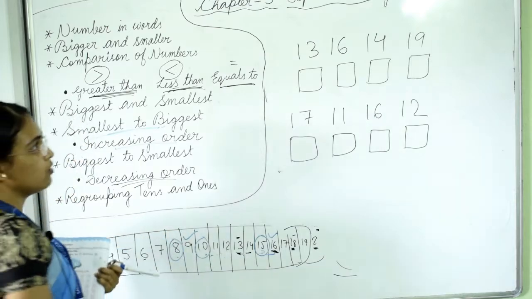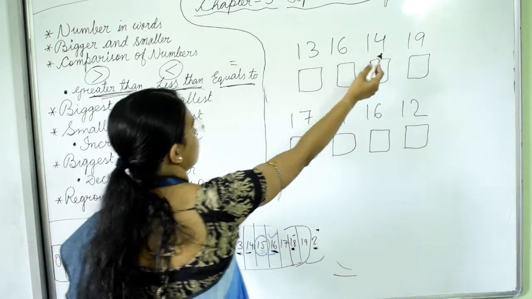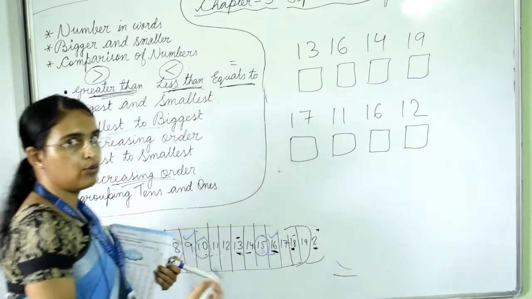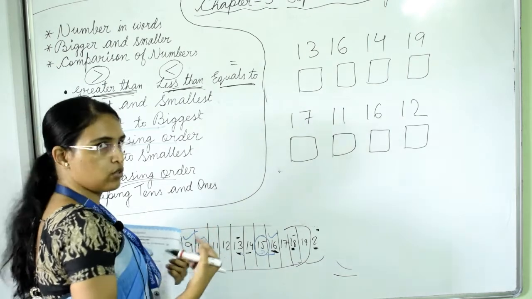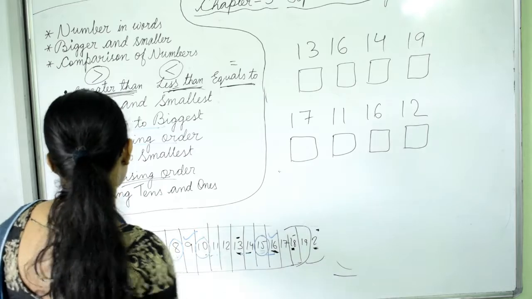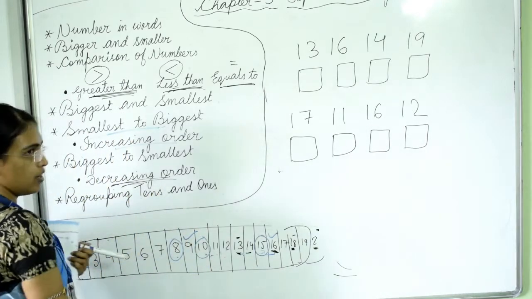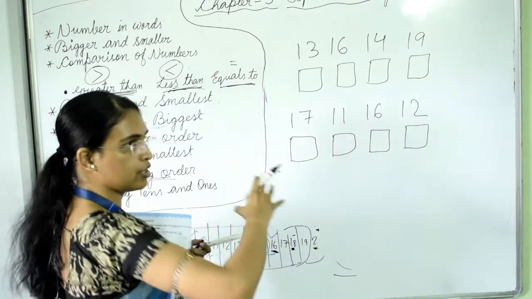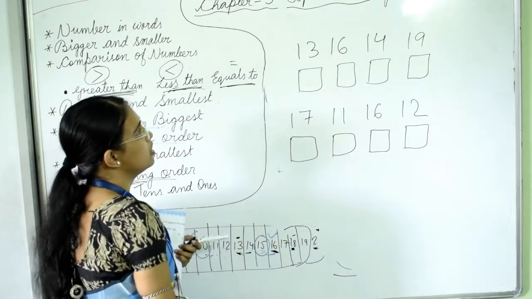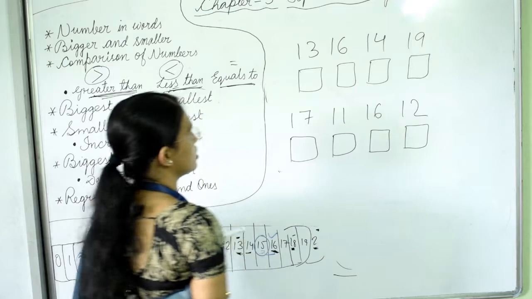Okay, now the question is 13, 16, 14 and 19. What we have to do? We have to arrange this in descending or decreasing order, right? Or biggest to smallest. First we have to find out the biggest number, then we go to the smallest number. So among these 4 numbers, which one is the biggest number?